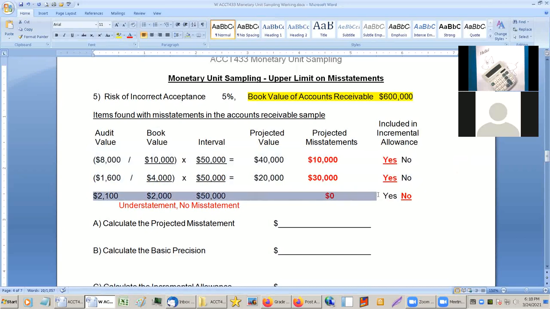This one is not a misstatement, and I know that for us as auditors, when you find something like this, you immediately think, well, that's a problem, but not for this method. For this method, you ignore it. And by the way, that is one of the criticisms of this method, that it ignores understatements. Okay, so the projected misstatement will be 10 plus 30, which is 40,000.